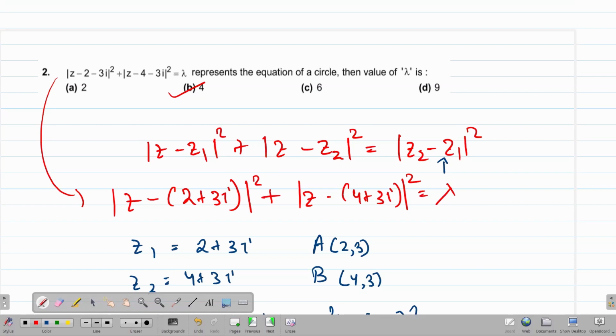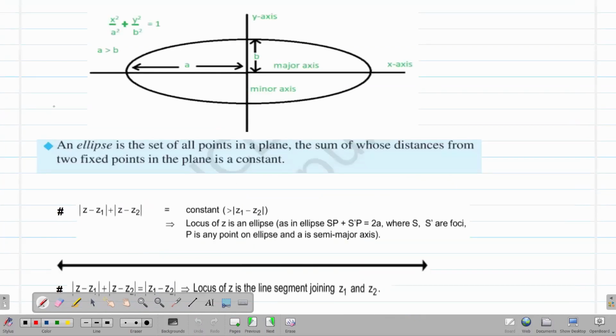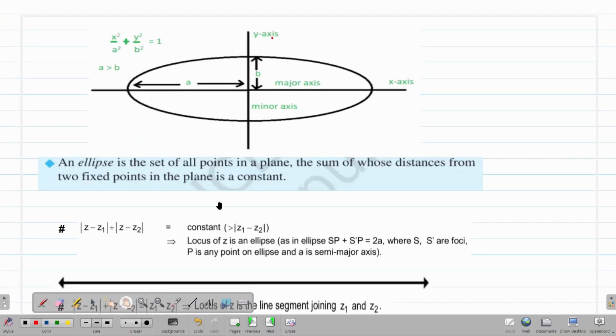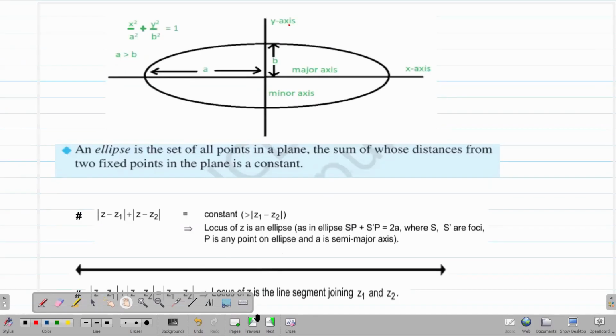Now next, what is written here? This is an ellipse, x square by a square plus y square by b square equal to 1, where A and A dash are the vertices, A is (a, 0) and A dash is (minus a, 0), and S and S dash are foci. S is (ae, 0) and S dash is (minus ae, 0).